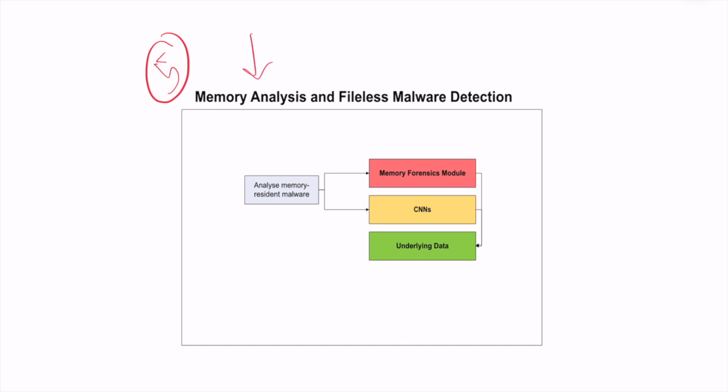Memory analysis and fileless malware detection. The objective here is to analyze memory-resident malware that avoids detection by traditional disk-based scanners. So the specific action that would need to be taken here is to use the Falcon AI memory forensic module, which again applies convolutional neural networks to analyze memory dumps and to identify malicious code segments.